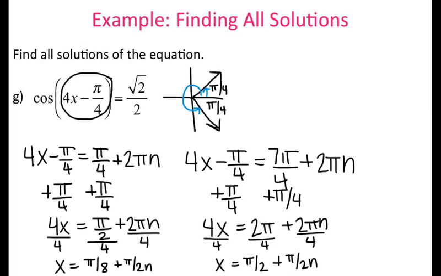Now if you'll notice, when I divided by 4, I divided everything by 4, because when you multiply or divide by something, that goes to everything. But when you're adding or subtracting, you can only do that to like terms. So there are all of the solutions for this particular problem.